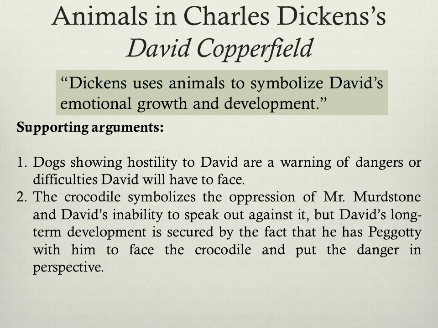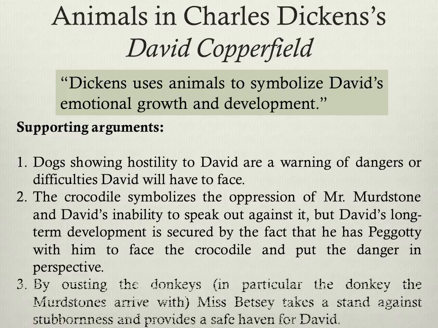And donkeys being the third argument, or the third example of the argument, in particular the donkey that the Murdstones arrive with, and showing Betsy providing a safe haven for David by driving out the donkeys, and that there's a sort of symbolism going on there.